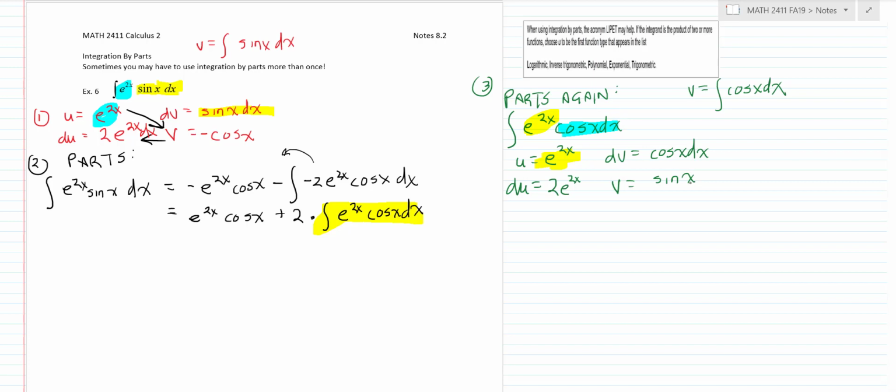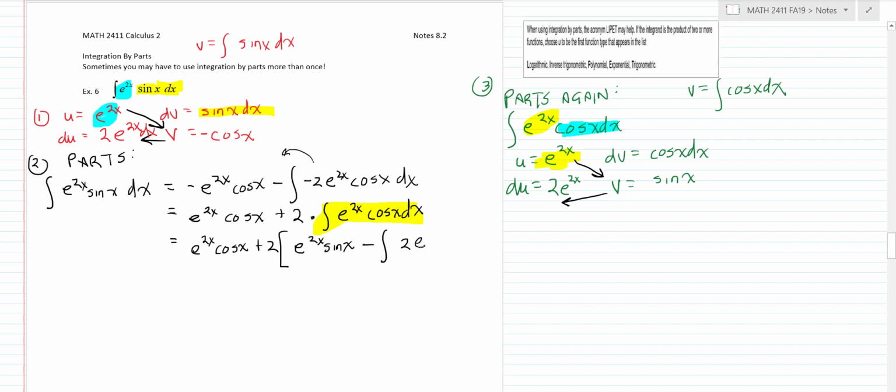So here's what I'm going to do with this. Now I'm going to go back into my main problem here. I'm going to keep bringing this stuff down here. So I've got e to the 2x times cosine of x plus 2. Now this whole thing right here is going to get replaced by the parts formula over here. So I'm going to do u times v. So that's going to be e to the 2x sine of x. And then I'm going to go minus the integral of v du.